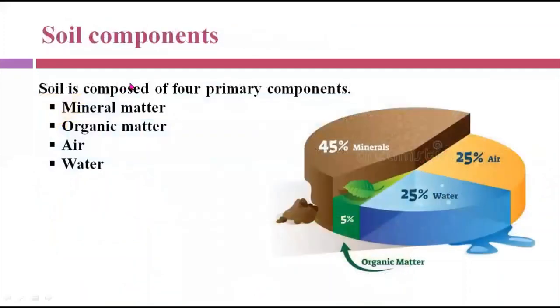Now, what are the soil components? Soil is composed of four primary components, which are mineral matter, organic matter, air, and water. So here is the percentage of these components. Minerals are 45% of the soil, while air is 25%, water is 25%, and 5% is organic matter.